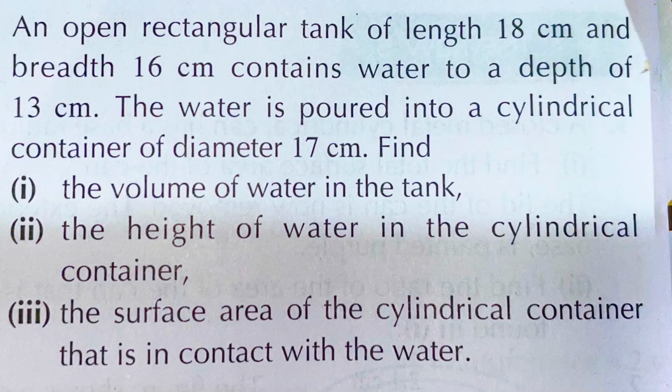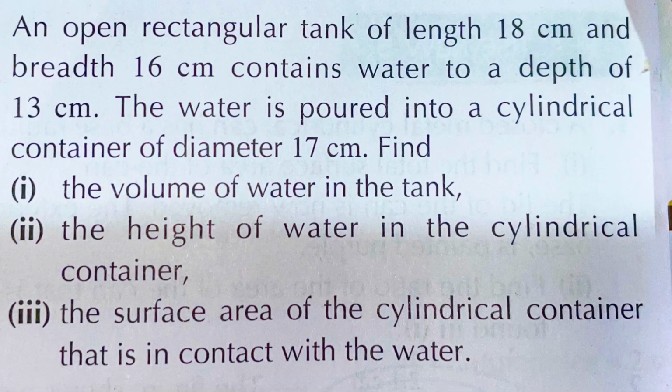First, we will read the statement of this question. Then I will explain how to solve it. So look at the statement. An open rectangular tank of length 18 centimeter and breadth 16 centimeter contains water to a depth of 13 centimeter. The water is poured into a cylindrical container of diameter 17 centimeter. Find these three portions of the question.